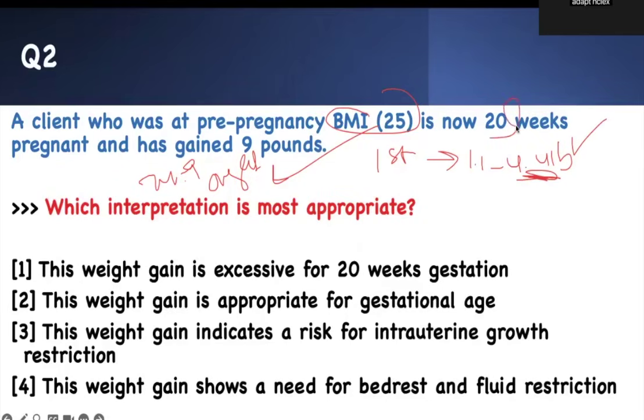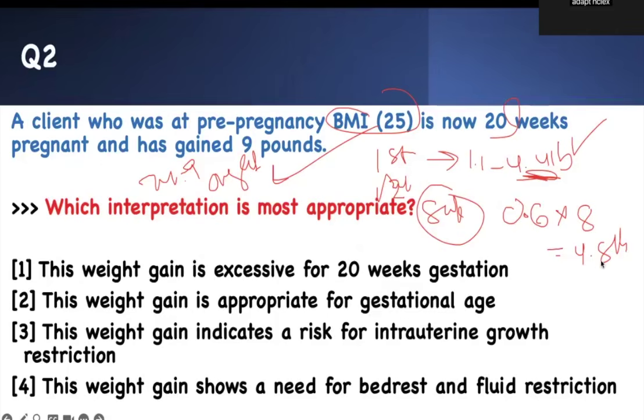Then at 20 weeks, 8 weeks is left. That means 12 weeks is the first trimester. We're taking 12 weeks as the end of the first trimester, and therefore she has 8 weeks left. Because she's overweight, she's going to gain 0.6 pounds every week. So for 8 weeks, she's going to gain close to 4.8 pounds, because 0.6 times 8 is 4.8.